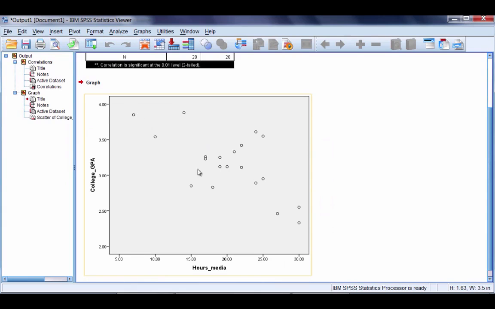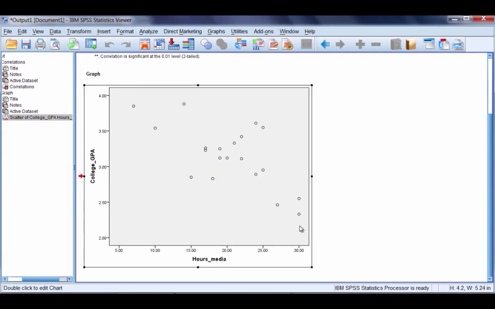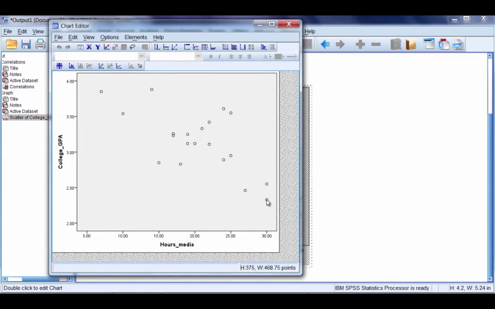Notice I have all these circles here. There are actually 20 of these circles, where each circle represents the values for a given individual in my data set. The way to read this is, if I double-click this circle for a moment, notice how my x-axis variable, the horizontal axis, is labeled hours media. So here is my hours media variable. This circle looks like it's about 30 hours of media. This is one person's score on hours of media, how much media they watched.